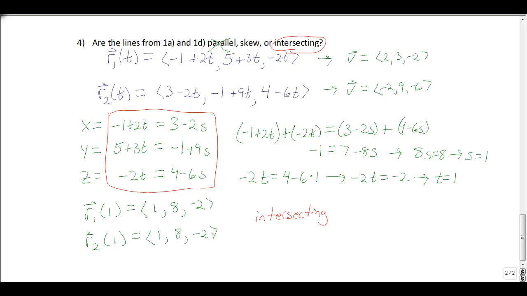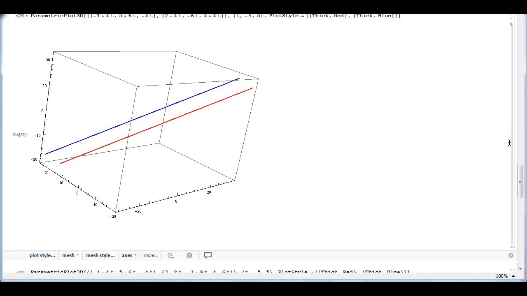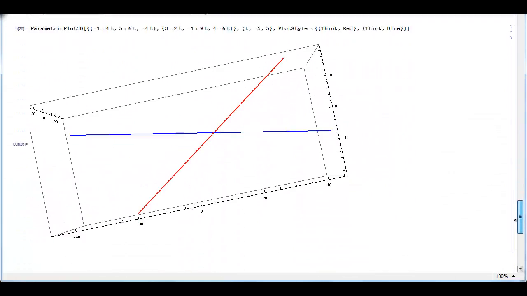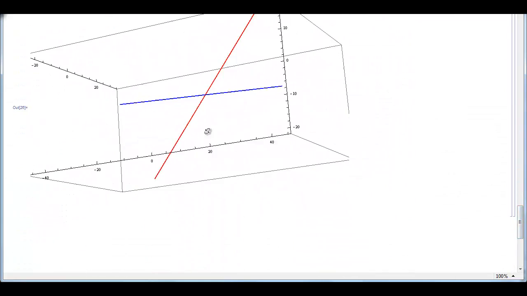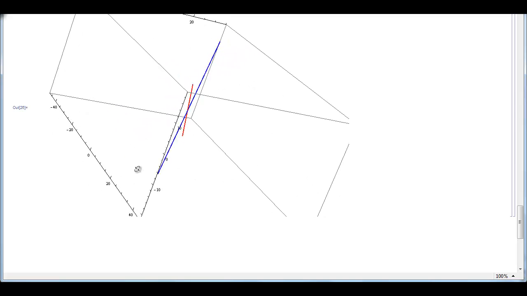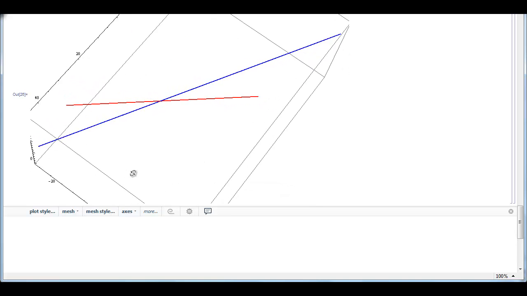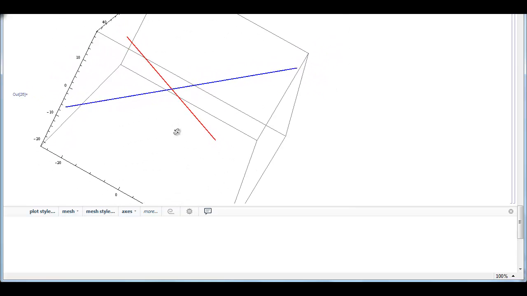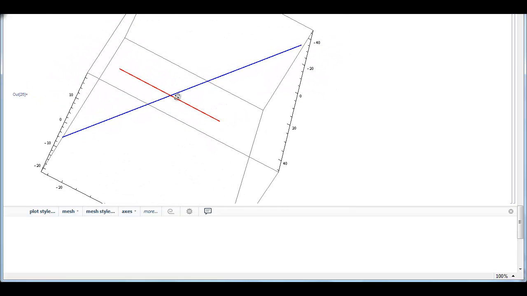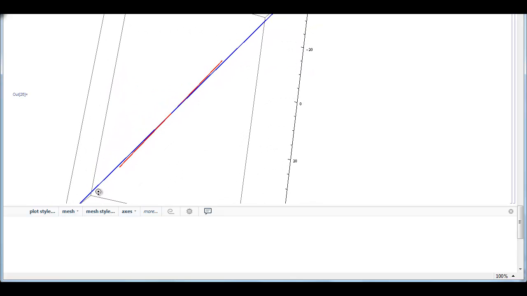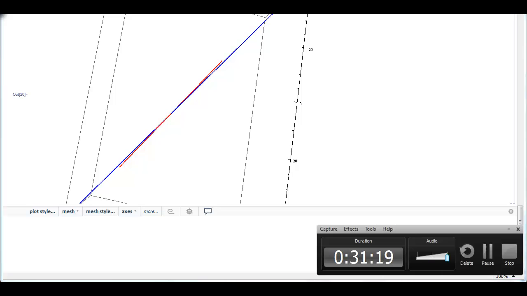Okay, so that point 1, 8, negative 2 is on both lines. And if you go down here and look at the picture, you rotate this around, you can see there's this intersection point here, and that would be that 1, 8, negative 2. One of the lines is the red line, the other is the blue line. So they're intersecting. What that's going to mean later on is there's actually a plane that you could extend out. Like for instance, here I could chop down, and chop that with a plane. Okay, so that ends our first worksheet dealing with equations of lines.